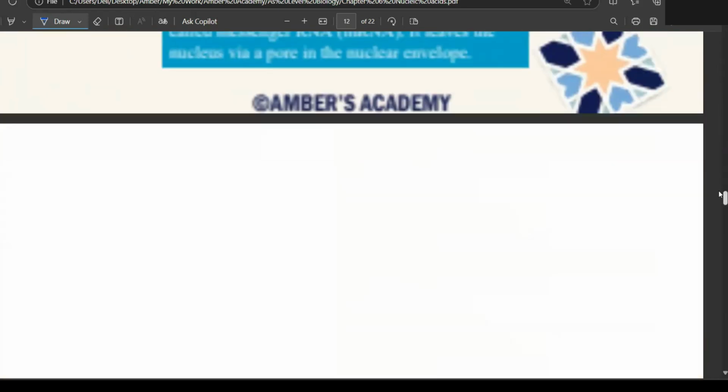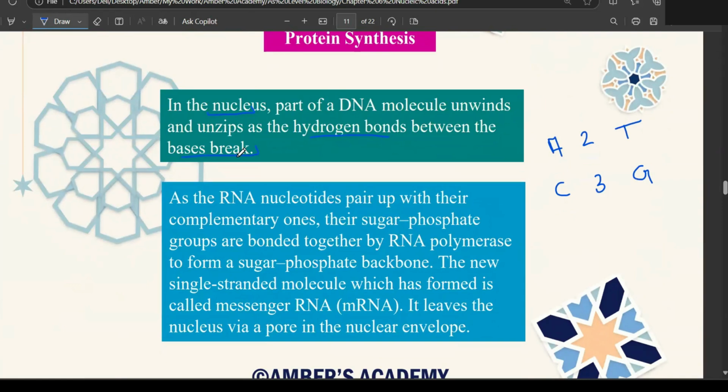Okay. All right. So the hydrogen bonds between the bases will break. Easy step. This is your first step. Then, as the RNA nucleotides pair up with their complementary ones, their sugar phosphate groups are bonded together by RNA polymerase to form a sugar phosphate backbone. The important thing that you need to remember: we talked about a phosphodiester bond in the previous part of the topic, where we were talking about DNA replication, that a phosphodiester bond is made. Now we are going to talk about a backbone, and that backbone is of sugar phosphate. We'll understand how a sugar phosphate backbone is made. Just hold on for a bit.